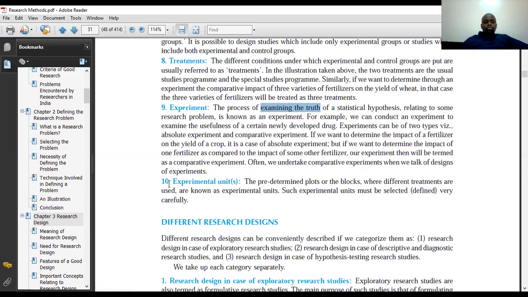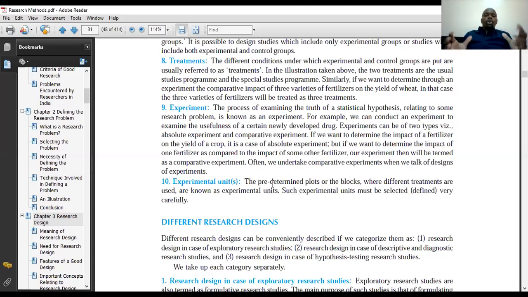An experimental unit is a predetermined plot or block where different treatments are used. Okay. So do you remember experimental and control groups? Those groups can also be called experimental units because each of them has been subjected to a different treatment. So an experimental unit is a block, or a group, that has been subjected to a particular treatment. Okay, it's a unit.